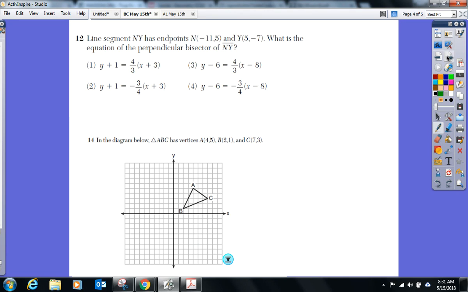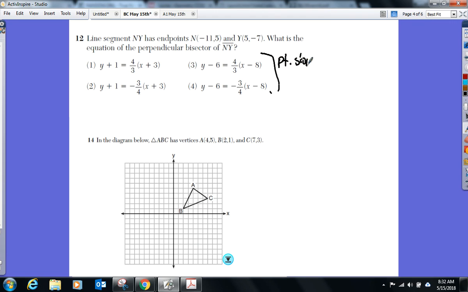It gives you two endpoints. What's the equation of the perpendicular bisector of them? And everyone take a look at the multiple choices. Anybody know what form they left that in? All the multiple choices. Anybody remember that form? That's point slope form right here. Yep. This is point slope form. Easily can be converted into slope intercept, y equals mx plus b.